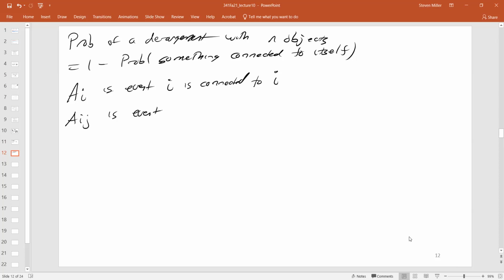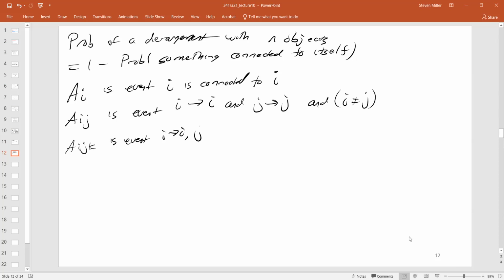Not I connected to J. I to I and J to J, and I does not equal J, because if I equals J, I want to assume it's distinct. And in the event AIJK, I goes to I, J goes to J, K goes to K, all distinct.